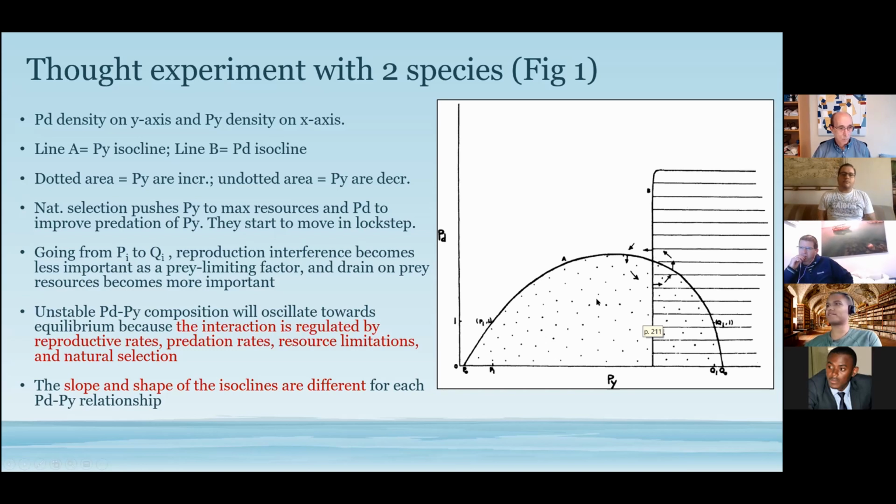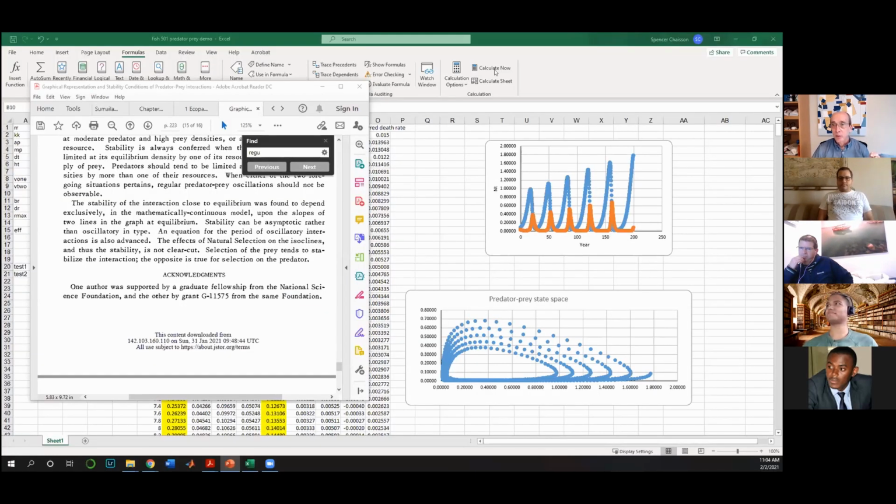And that's what I have. There's also a three-species example within the paper that talks about plant, herbivore, and carnivores, if you want to read through that. And that's my presentation.